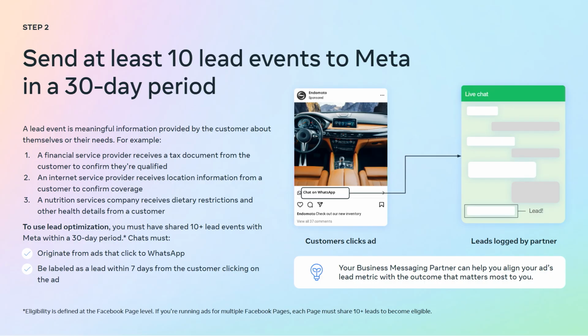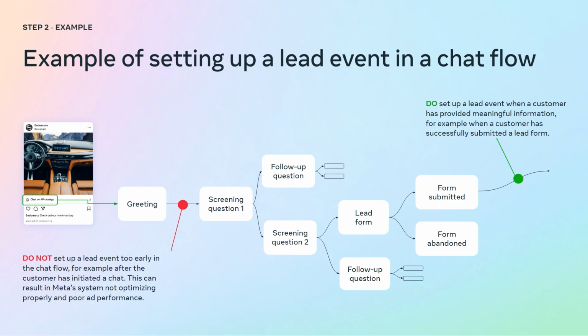Regardless, you need to send enough lead events to Meta in a 30-day period, using any of the 3 channels: automatic events in Meta Business Suite inbox or through a partner, labels in WhatsApp or Lead Center, or Conversions API, aka CAPI. But look, I can't emphasize this enough. The signal should only be sent after a customer shares meaningful information about themselves or their needs, and not once the conversation has started earlier in the funnel.